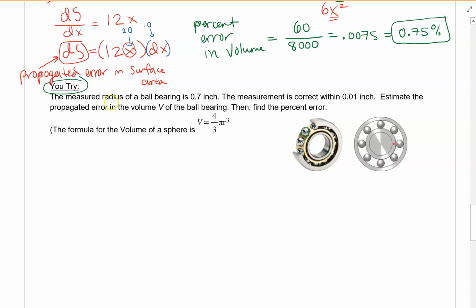So why don't you guys try this one here? It's looking at the measured radius and volume of a ball bearing, one of these little guys right in here. Use this formula here for the volume of a sphere, since these ball bearings are basically little spheres. And I want you to try to determine the propagated error in that volume and then the resulting percent error.